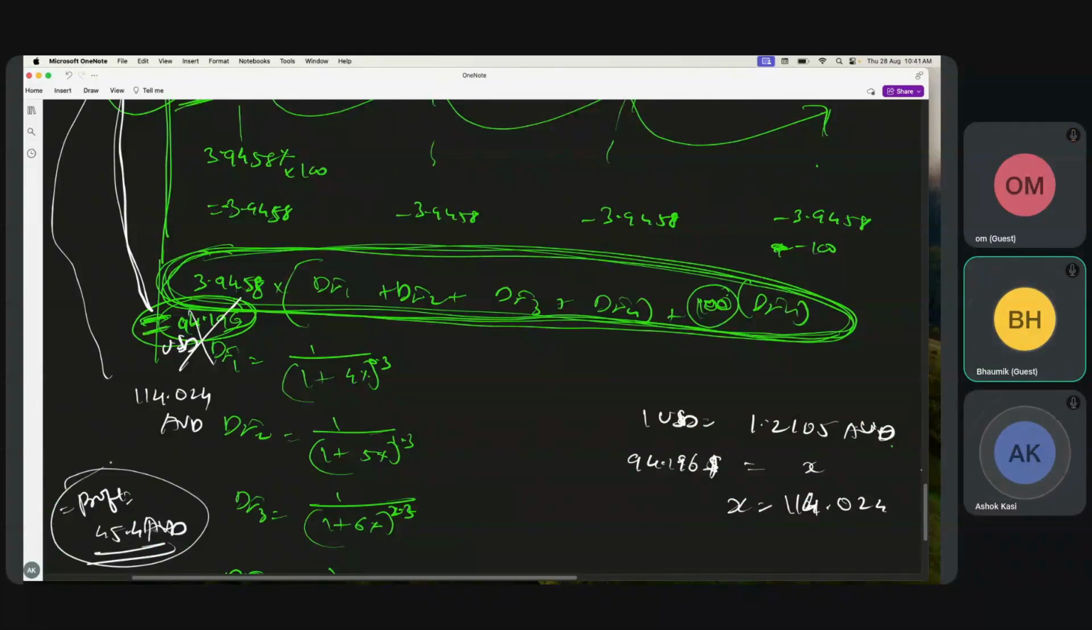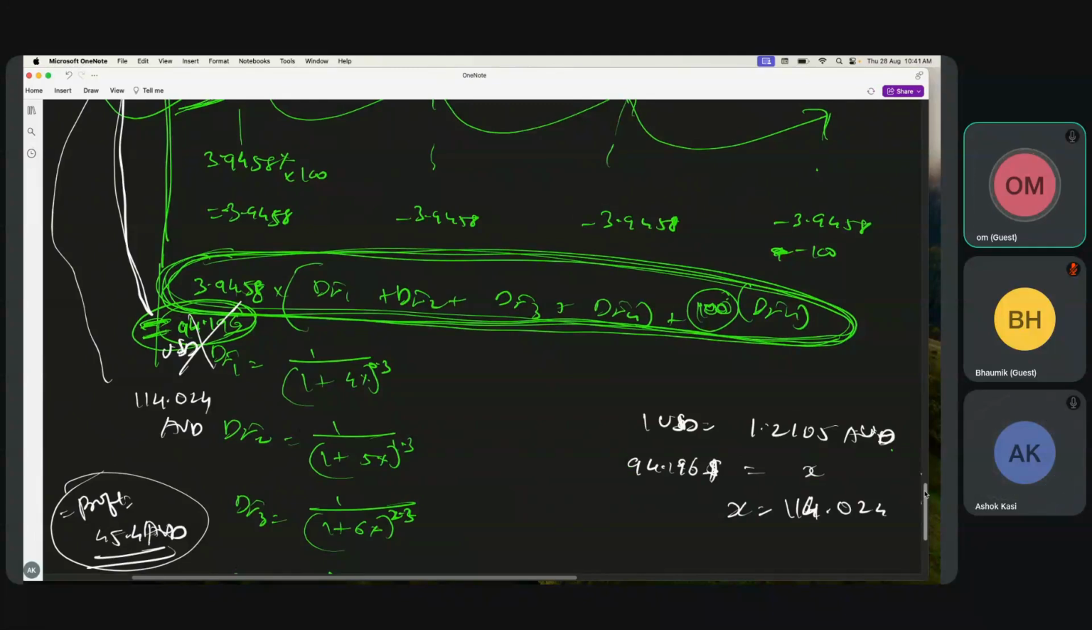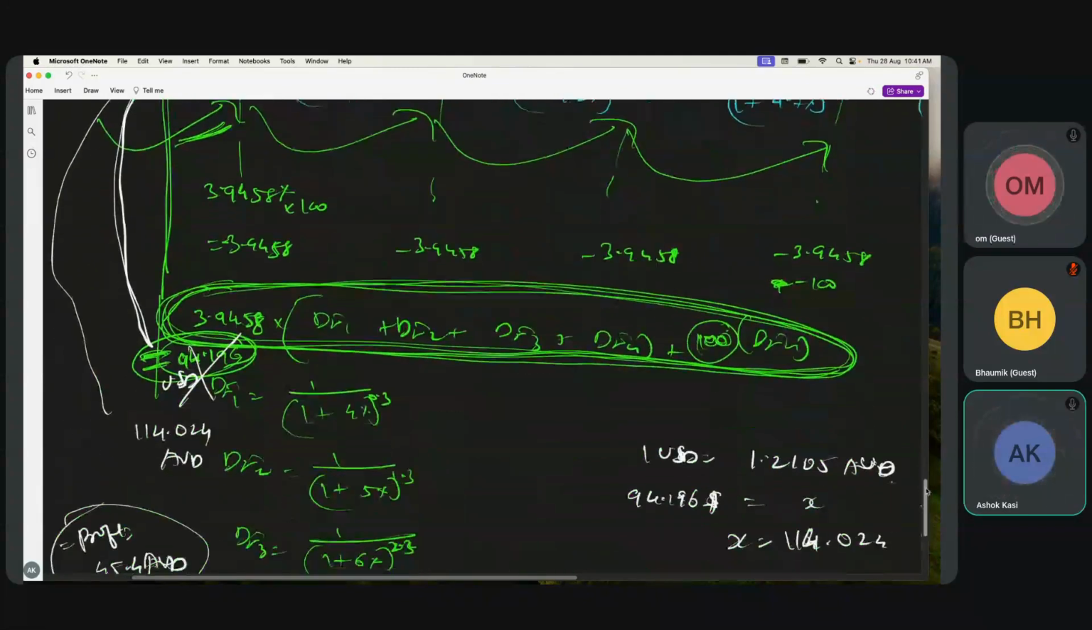So we converted both amounts into Australian dollar, because the answer is given in Australian dollar. Whichever way they are asking, that we have to convert. So we converted 94.196 into Australian dollars, and we had 159.37 Australian dollars. Understood till here? Okay, see, now we will not continue this one.